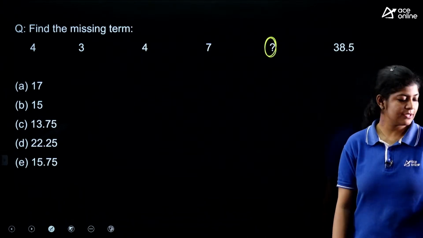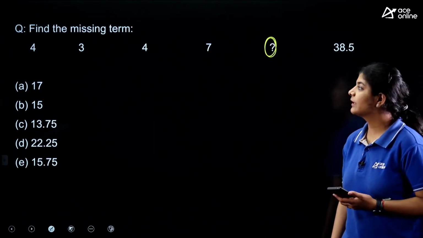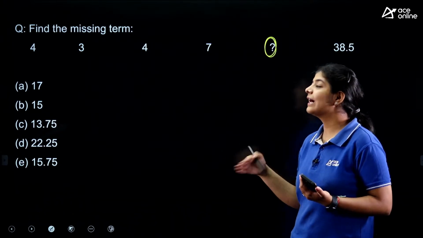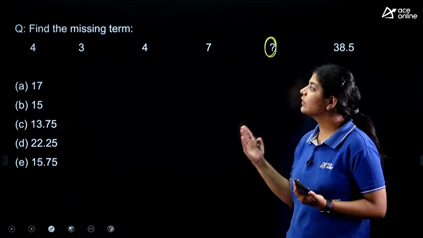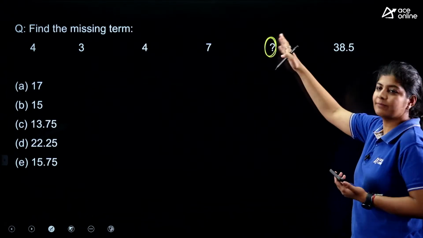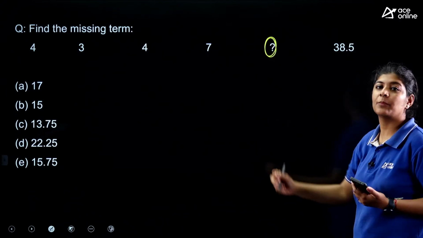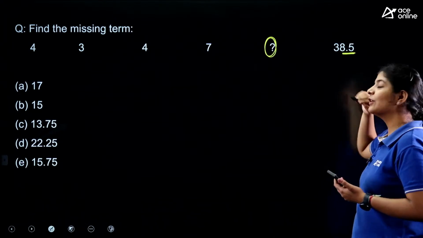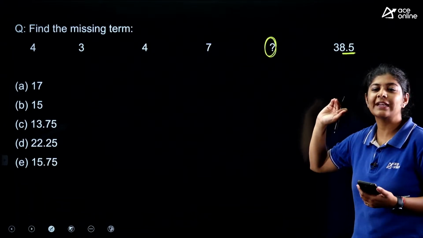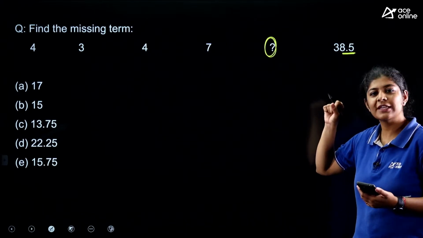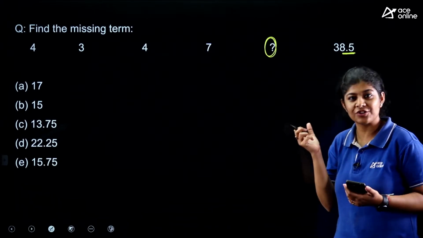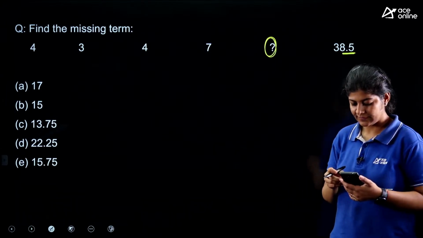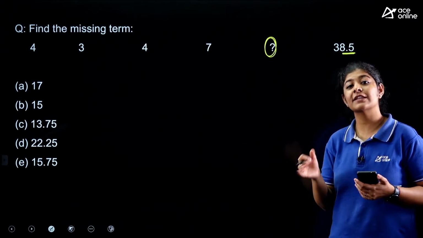Okay, so what is the logic in this particular question? 4, the number decreases, and again it starts increasing. 4, 3, 4, 7, the missing term, and 38.5. As we have these kinds of terms, we need to understand that there are chances we are dealing with fractions or decimals here. The question itself is giving us a hint.